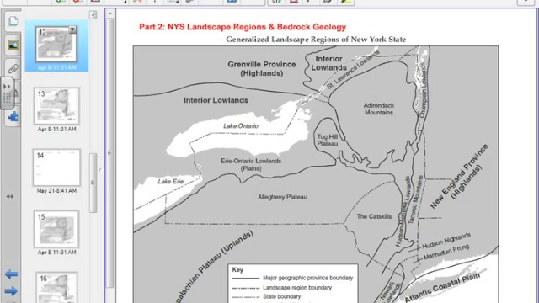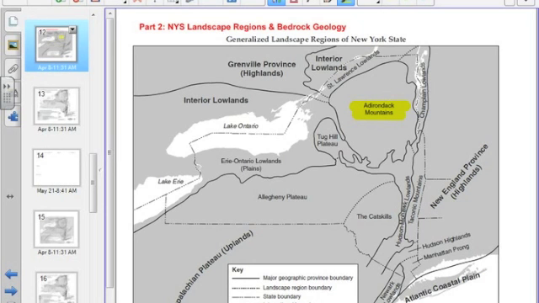Now, there are 3 general types of landscape regions: mountains, plateaus, and plains. All are represented in New York State. In New York, there is only one mountain landscape region, and that is right here, the Adirondack Mountains. The Adirondack Mountains, like all mountains, have high elevation and high relief. They also have bedrock that is igneous or metamorphic, and streams that flow fast down steep slopes.